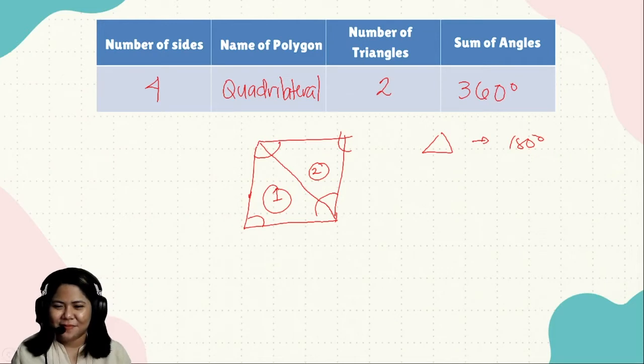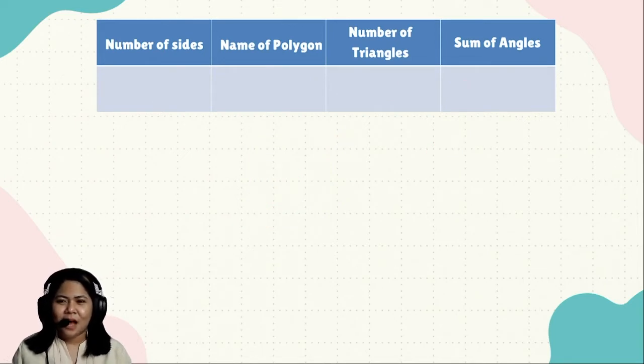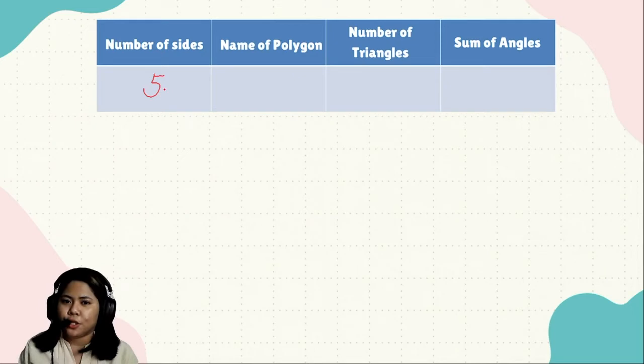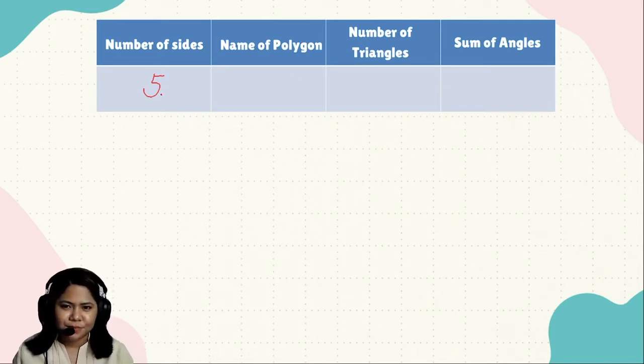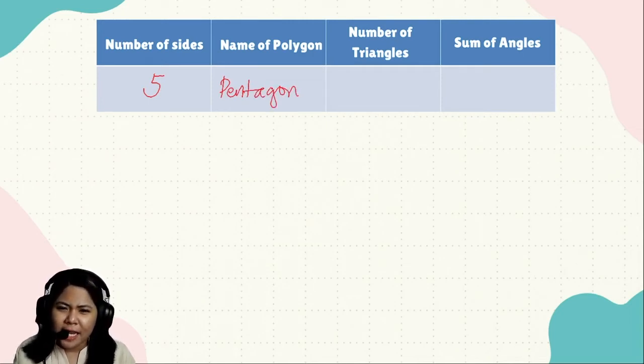Next tayo. Screenshot kayo ha, if gusto, para makapag-take down. How about a five-sided polygon? How do you call a five-sided polygon? Type in your answers. Alright. If you answered pentagon, that is correct. So, ilang triangles ba ang pwedeng mabuo sa isang pentagon?